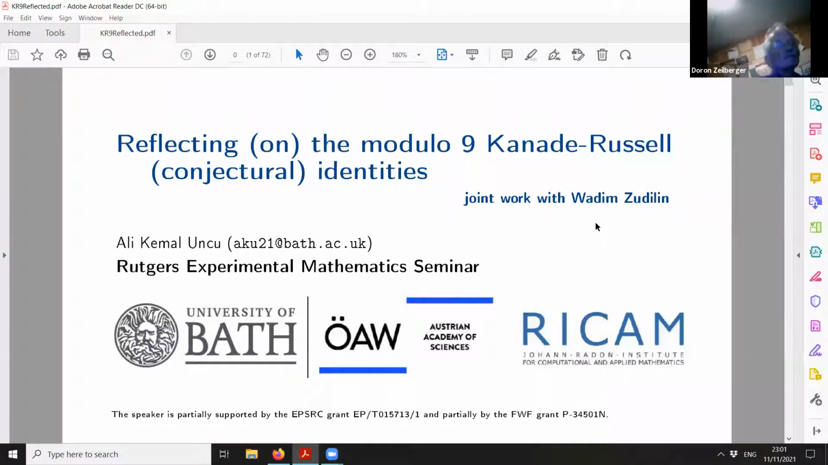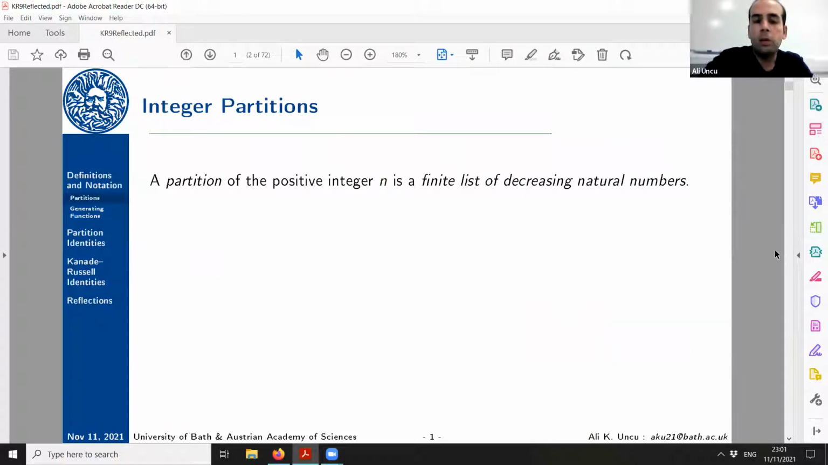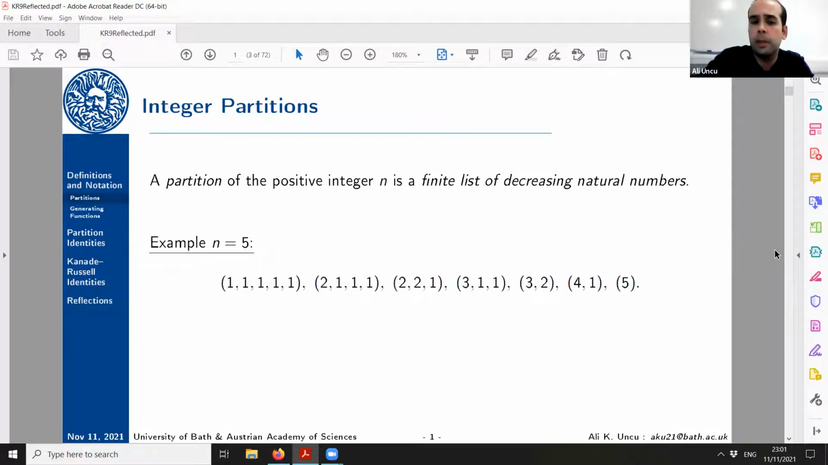Okay, so let's start with what these identities and conjectures are about, and they're all in the theory of partitions. So let me define a partition first. A partition of a positive integer n, for me, is a finite list of decreasing or non-increasing natural numbers. So I don't need strict decreasing. And here's an example: 7 partitions of 5. As you can see, here is a list of non-increasing natural numbers that add up to 5.